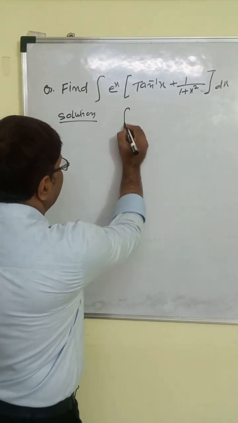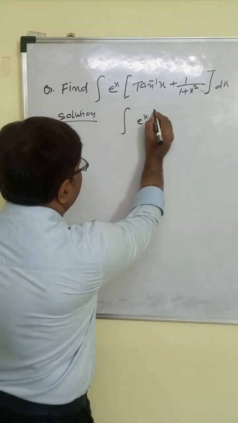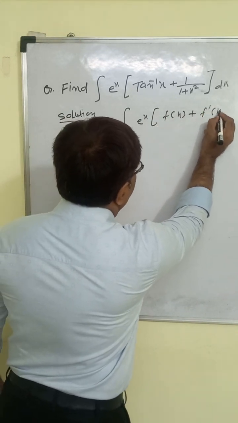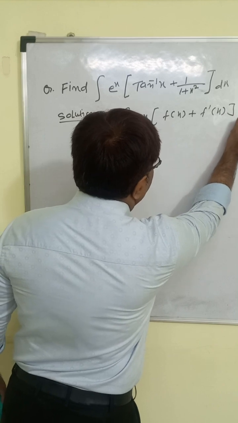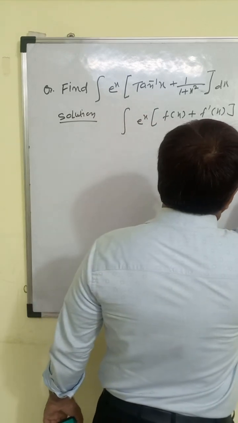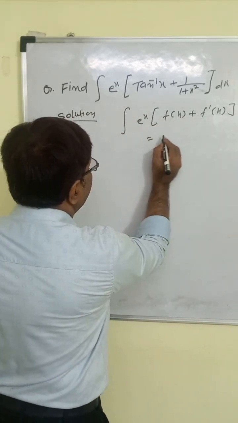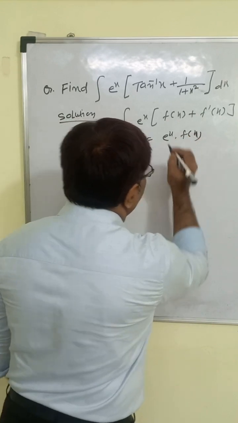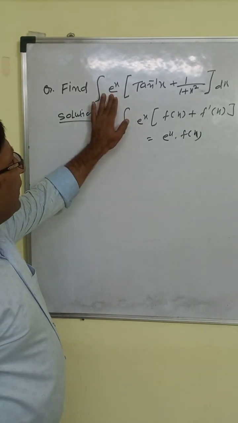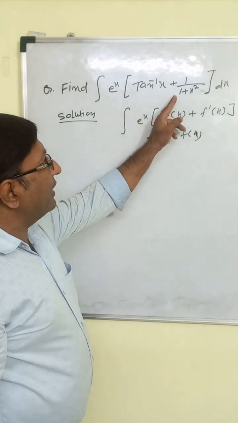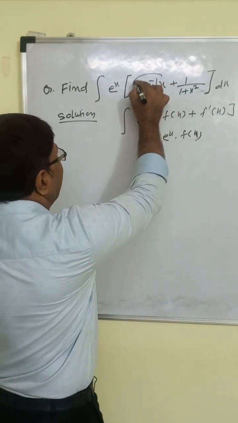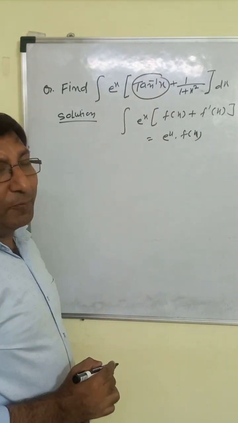If there is any integration in the form of e^x into f(x) plus f dash of x dx, then your answer will be simply what? That is e^x into f(x). So applying this formula to the integration of e^x into tan inverse x plus 1 upon 1 plus x square, the derivative of tan inverse x is what? 1 by 1 plus x square.